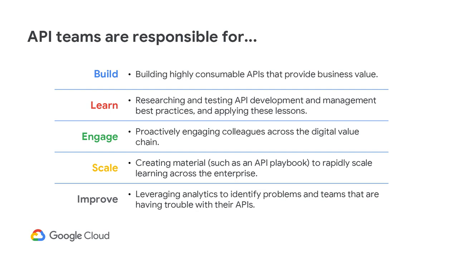First is building highly consumable APIs. The key word here is consumable. We recommend approaching API design and implementation from the outside in rather than the inside out. What this means is that the API team will always need to keep the end consumer in mind when approaching APIs. In the case of our digital value chain, this is the app developer.